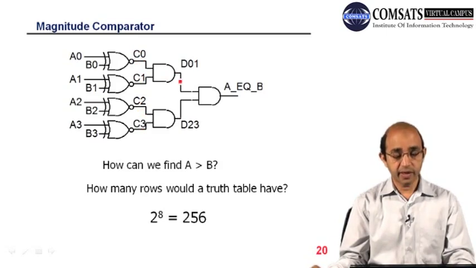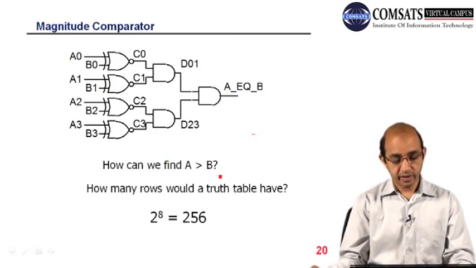And here we have the AND operation: D0,1 is for bits 0 and 1, and D2,3 is for bits 2 and 3, and we have another AND. So we will be finding out whether A is equal to B or not. This is the way you can find that the two numbers are equal.